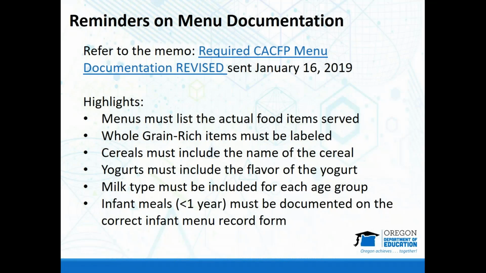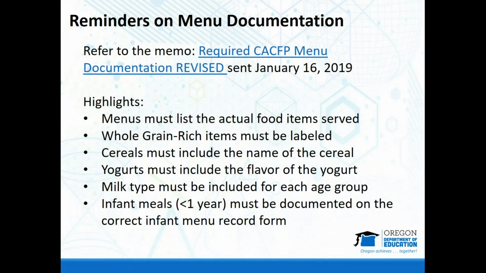And just as a reminder, this is how you should be documenting your menus. We did send out a memo last year on January 16th, 2019, that listed out the required CACFP menu documentation. These are just some highlights from there. Menus have to include actual food items served. This helps to verify that the foods served are creditable. Whole grain rich items must be labeled. This helps you to check that you are serving at least one whole grain rich item each day.